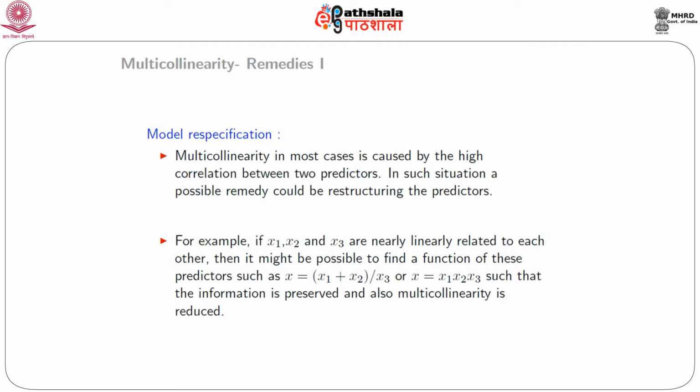then for a researcher it might be possible to find an appropriate function of these predictors, such that x equals (x1 plus x2) divided by x3, or x equals x1 times x2 times x3, such that the information about the 3 predictors is preserved and multicollinearity is also reduced, because we have put the 3 predictor variables in one function.